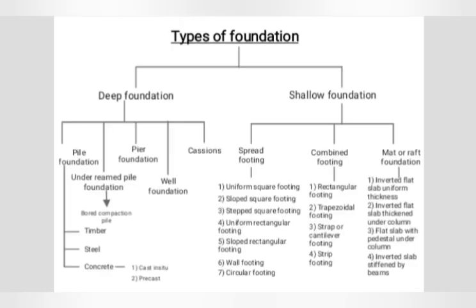Foundations are broadly divided into deep and shallow foundation depending upon the bearing capacity of soil and the type of structure. Shallow foundations are further divided into three types. They are spread footing, combined footing, and mat or raft foundation. Deep foundations are of five types. They are pile foundation, under-reamed pile foundation, or bore compaction pile, pier foundation, well foundation, and caissons.